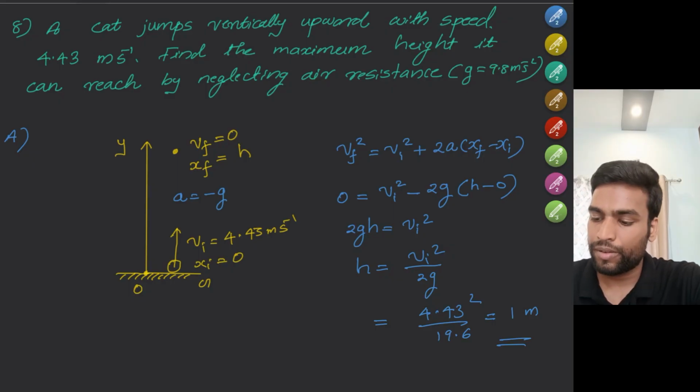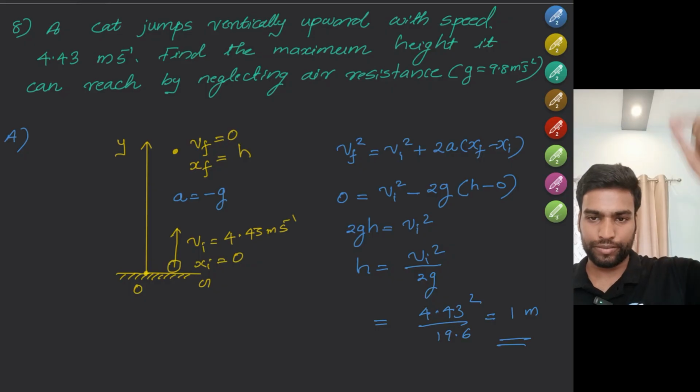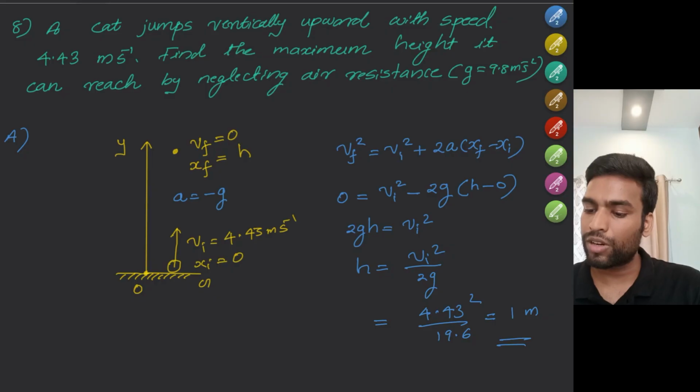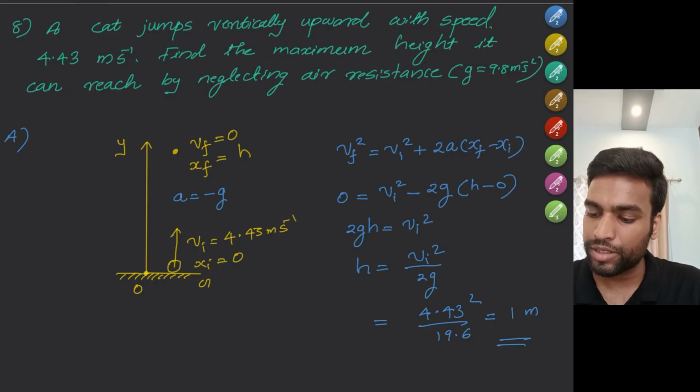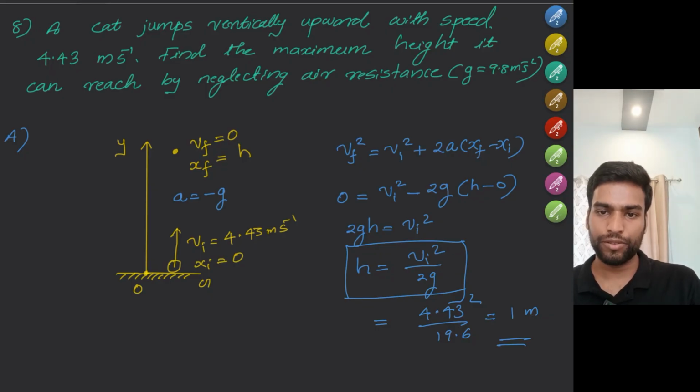Got it? Right. So that means the more the initial speed, the more the height. It is not linearly proportional because there is no linear relation. It's actually a parabolic relationship. Double the speed, quadruple the height reached actually.